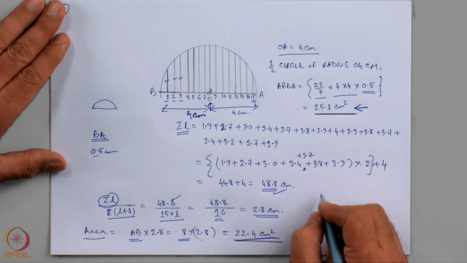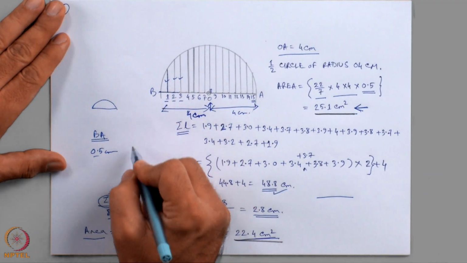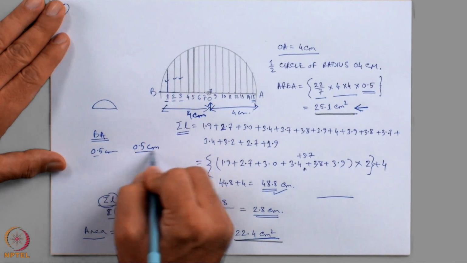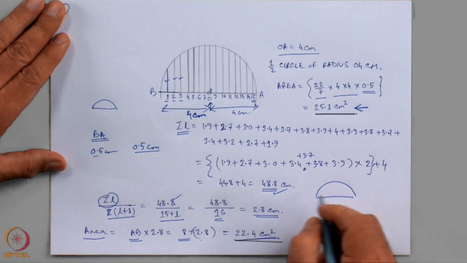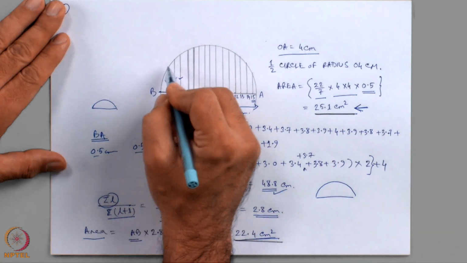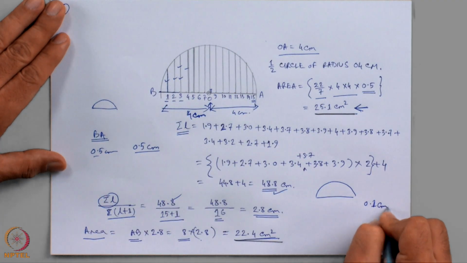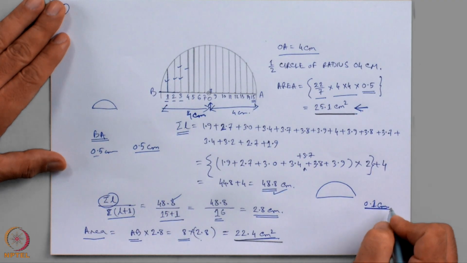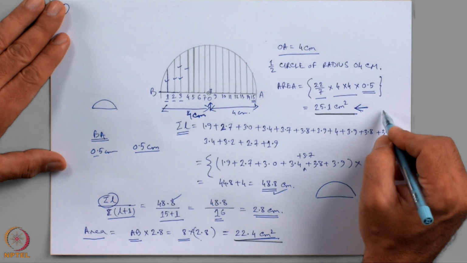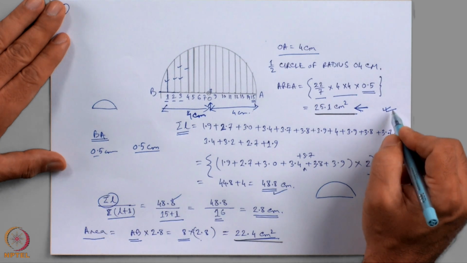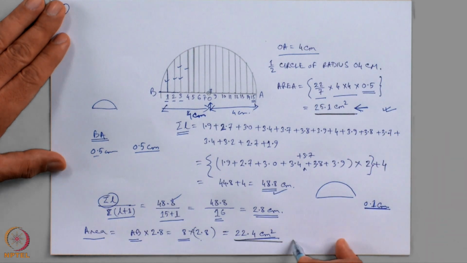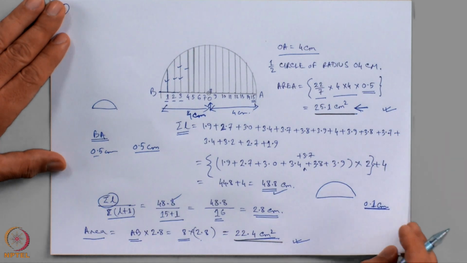This difference can be reduced if instead of taking 0.5 centimeter as an interval, we would have taken the distance between these perpendicular lines as 0.1 centimeter. But in that case, as I told you, the time required to calculate the area would have been more. So, we have made a comparison between area obtained by using formula and using the approximate formula.